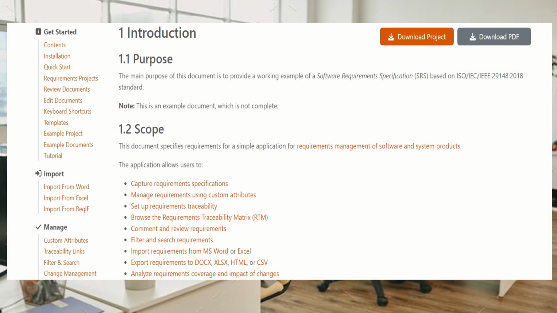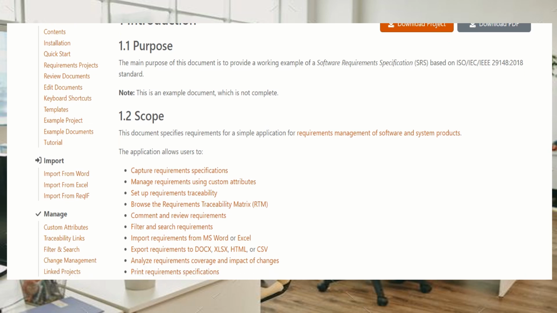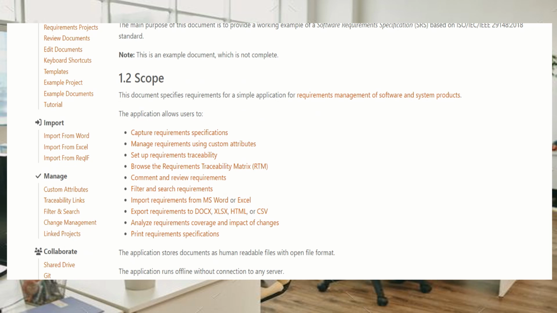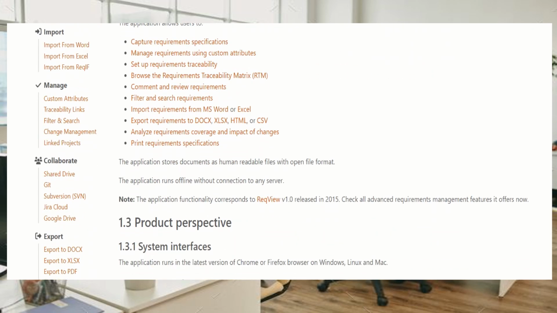Now this is the format of an SRS report. This is a template that you are going to use. You can see here the scope. Scope is basically for a simple application which defines the requirement management of software and system products. Suppose this particular application allows users to capture requirement specifications, manage requirements using custom attributes, and import requirements from MS Word to Excel.